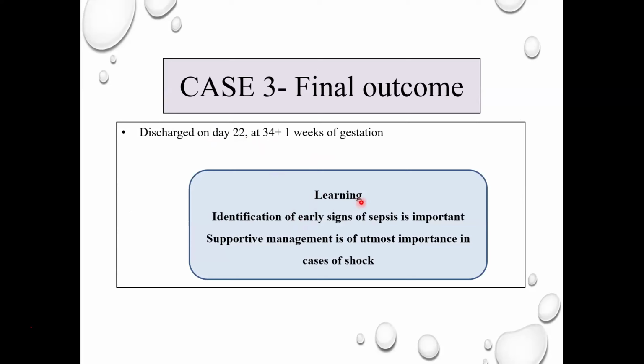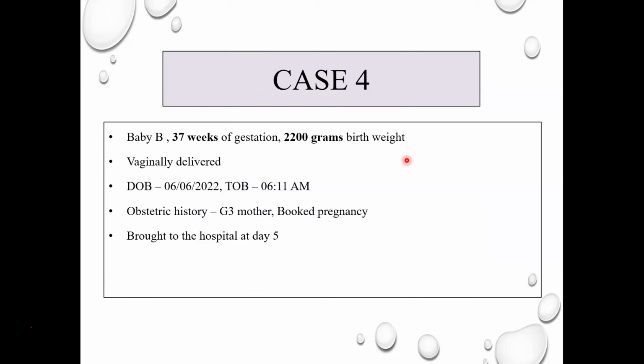Right? So here the important learning is that identification of early signs and symptoms is very important, along with identification of risk factors. In this baby, there was history of clinical chorioamnionitis, 3 risk factors in the mother. Baby had shock, poor pulses. So clinical signs and symptoms are very important. And supportive management is of utmost importance in case of shock. Like this baby also received a fluid bolus for shock.